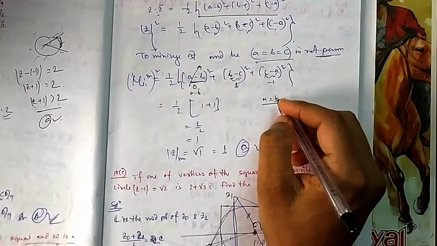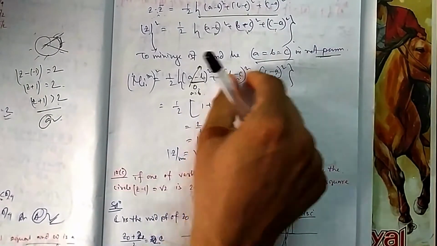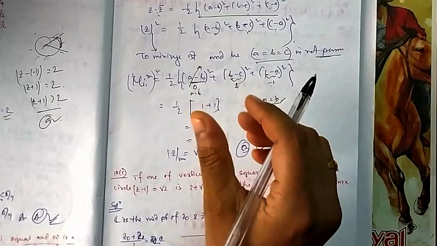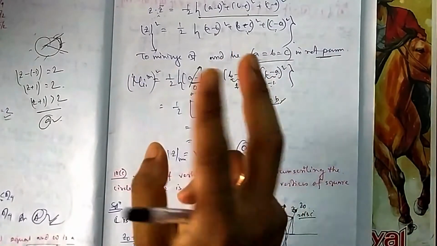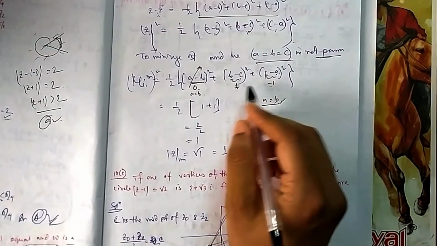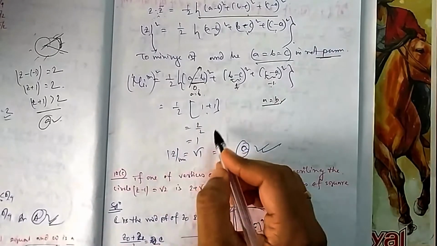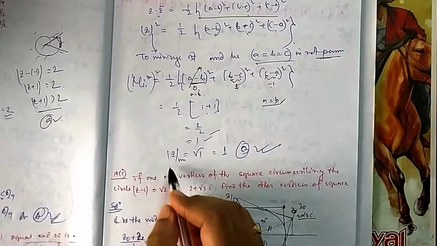Two are equal, so that one becomes 0, and the difference between the other is very small. That is the smallest difference in an integer. The smallest difference between two integers you can have is 1. So this is the smallest thing possible. So 1, 1, 1. So you need mod z, and mod z is root 1.